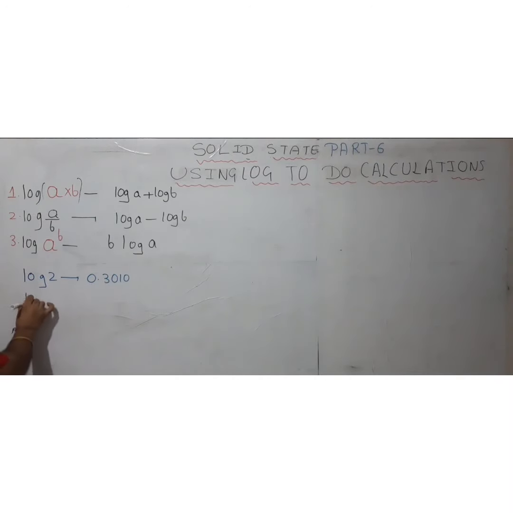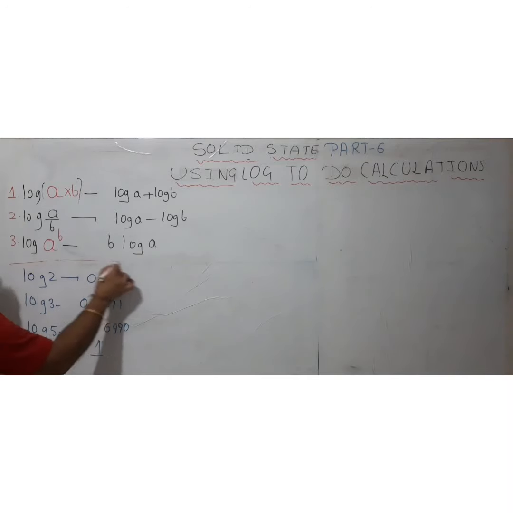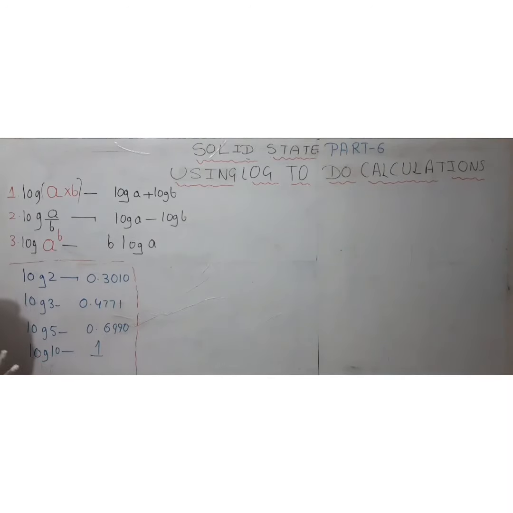Okay, then suppose if it is log 3, the value is 0.4771. Then suppose if it is log 5, you can use the value 0.6990. And then suppose if it is log 10, because base 10 is there, the value is 1. Okay, so these are some common values which come up in our calculations. You can remember these values and apply them directly in our calculations.